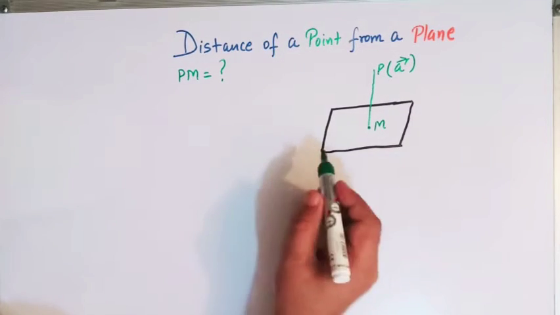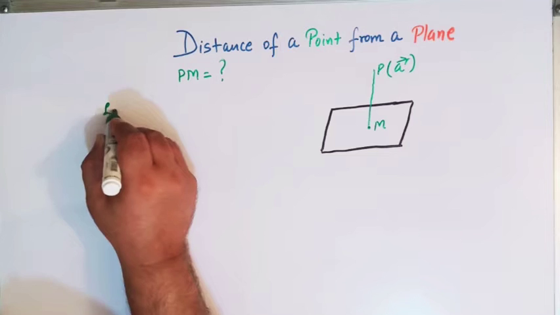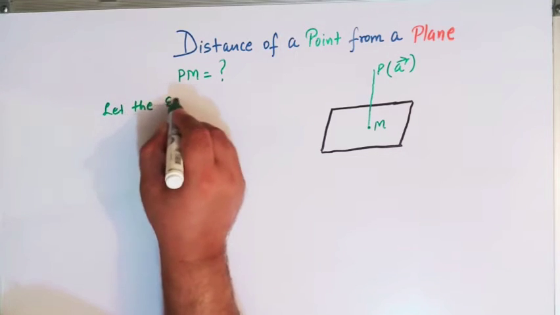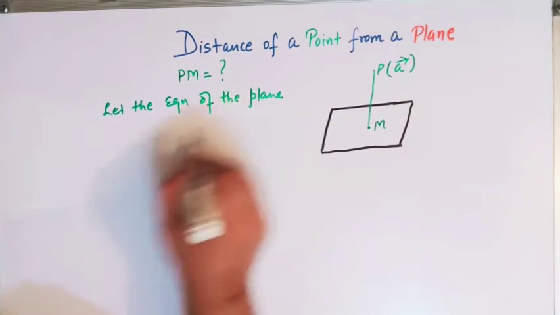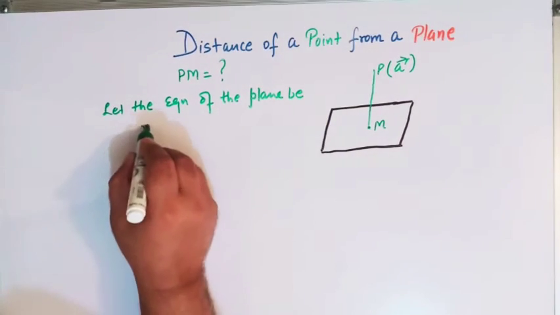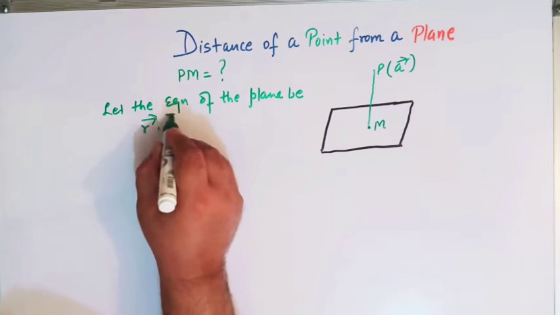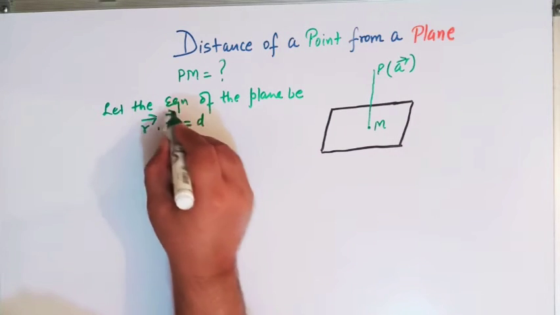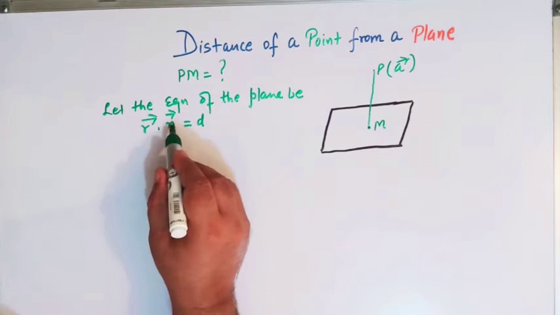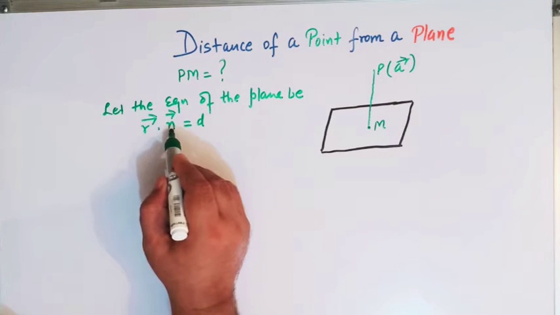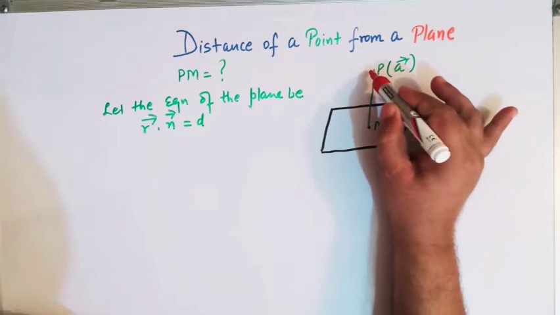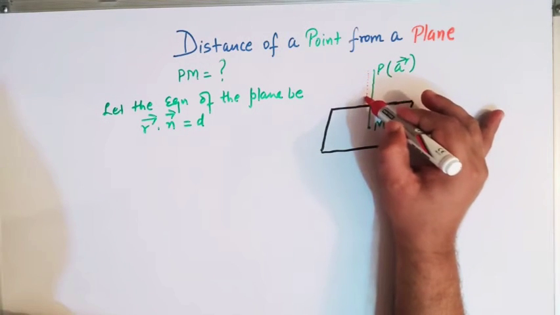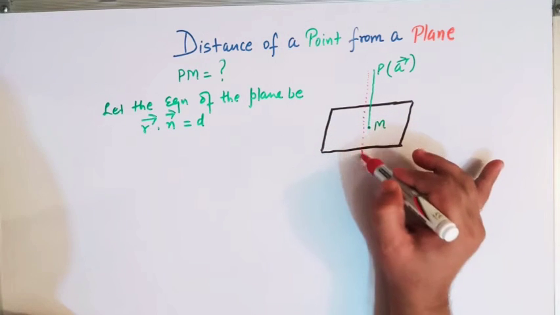Now viewers, let the equation of the plane be vector r dot vector n is equal to d, where this vector n is the normal vector to the plane.